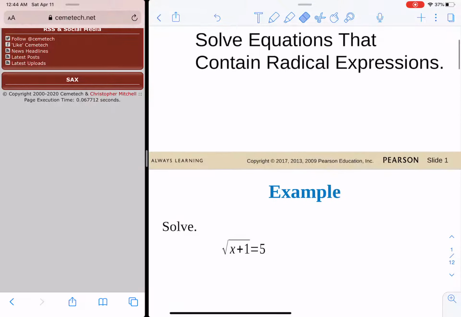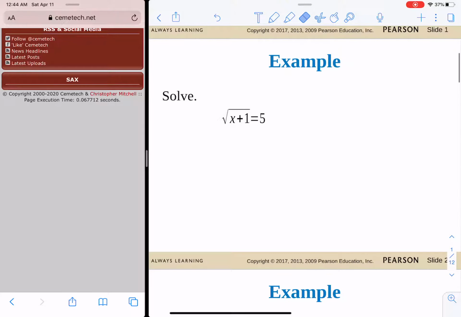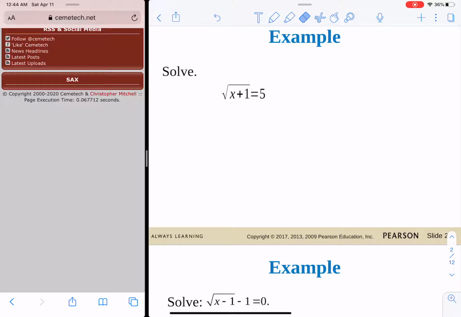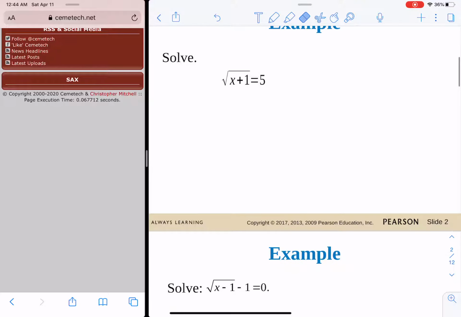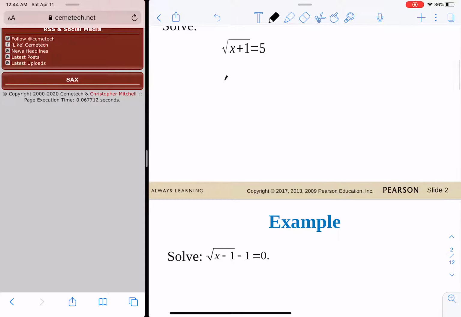So we continue with finding solutions to equations that contain radical expressions. The key thing to take note of is that oftentimes we want to isolate the radical to one side and use squaring on both sides to solve for x. So here we have the radical on the left hand side and a number by itself on the right hand side. So I could simply square on both sides.